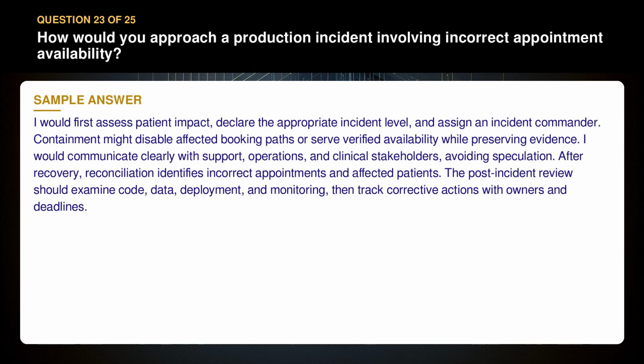Question 23. How would you approach a production incident involving incorrect appointment availability? I would first assess patient impact, declare the appropriate incident level, and assign an incident commander. Containment might disable affected booking paths or serve verified availability while preserving evidence. I would communicate clearly with support, operations, and clinical stakeholders, avoiding speculation. After recovery, reconciliation identifies incorrect appointments and affected patients.